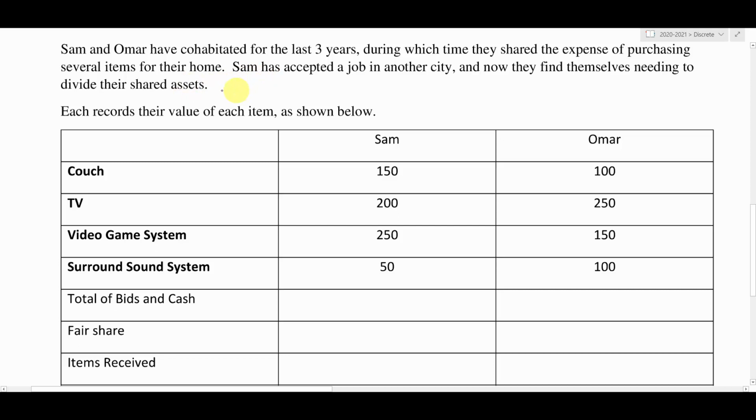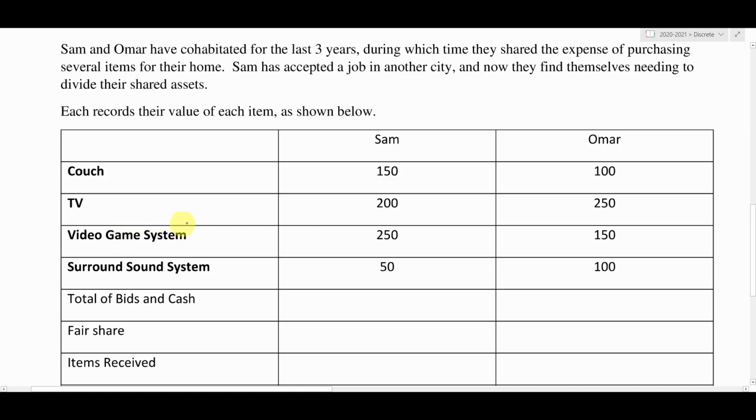shared assets. So Sam's moving out, he's going off to his new job, and they have these items: a couch, a TV, a video game system, and a surround sound system. And they need to figure out how to split this up so that everyone is happy. Like I said, you cannot cut a couch in half. You can't cut a TV in half. So these are items that you cannot cut or destroy.